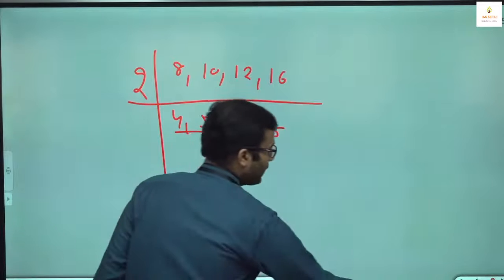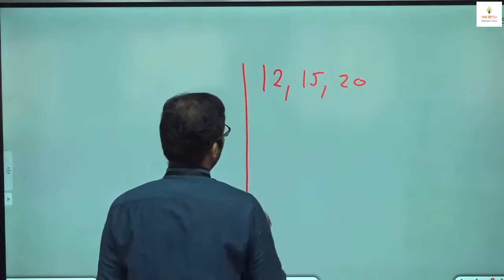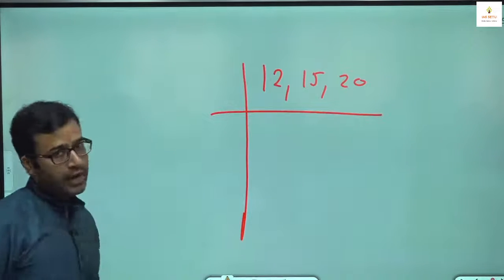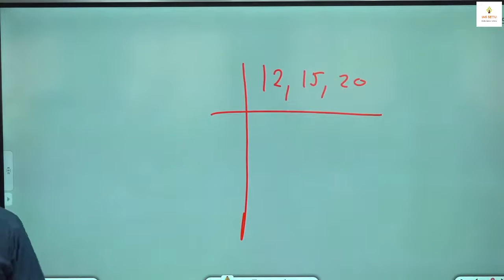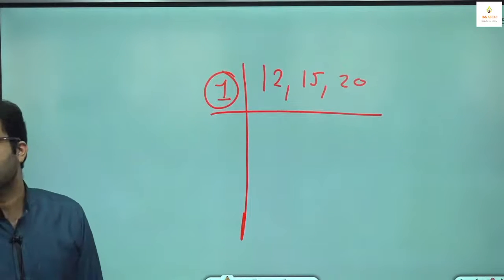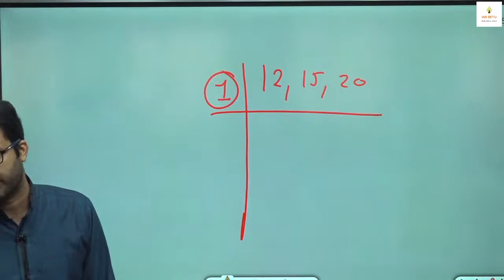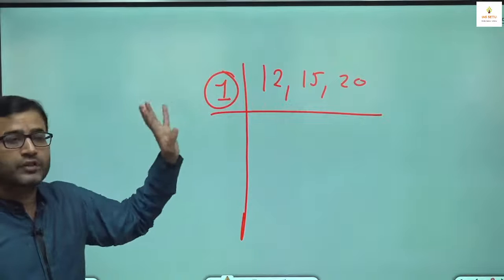Like the best example here also is 12, 15, 20. 12 and 15 have 3 common, 15 and 20 have 5 common, 12 and 20 have 4 common, but from all these 3 numbers you don't have any common factor other than 1. कुछ नहीं है तो 1 तो है ये ना, तो 1 is the HCF. If you don't get any other factor, then 1 itself is the HCF, क्योंकि 1 सब में common है. So the HCF of 12, 15, 20 is 1.